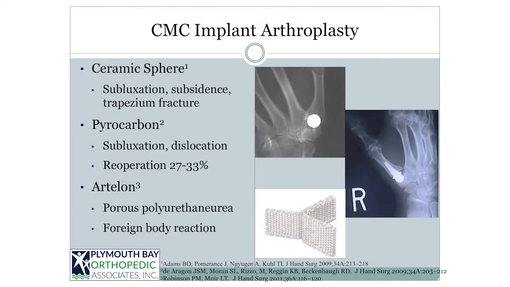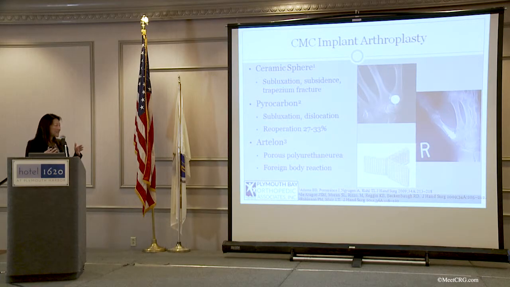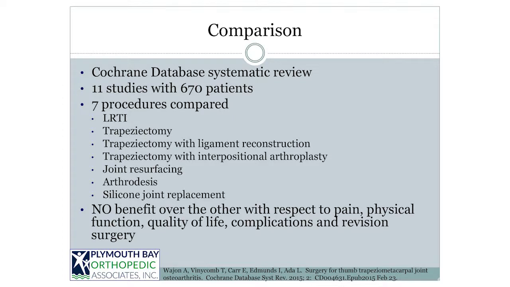There are different types of arthroplasty or actual joint replacements where you can put something in there that people have tried. It seems like a really sexy thing to do, but the complication rate is crazy high. So for me, it doesn't make sense to do any of those. Especially the Cochrane database did a systematic review of all different types of surgeries for the thumb base, and they found no difference in any of the surgeries. So I think the simpler, the better.